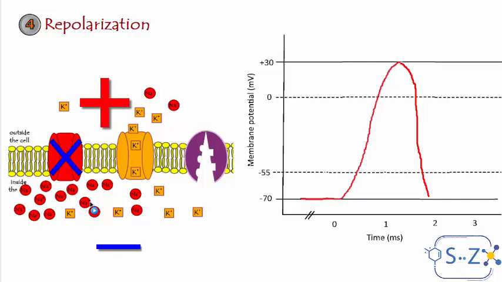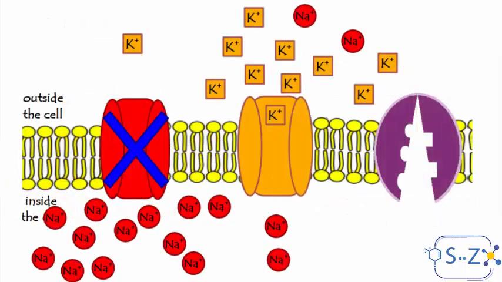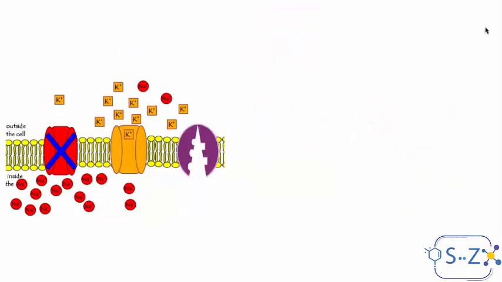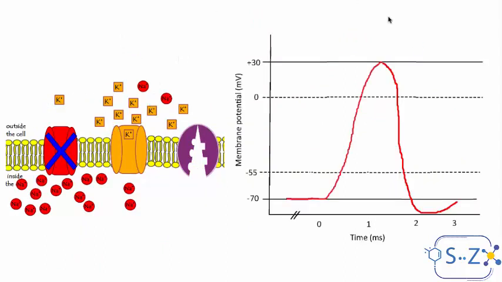Now these K+ gates remain open for a longer period of time, and more K+ exits the cell. They take a longer time, and more K+ goes out of the cell. That's why the potential difference decreases even more than minus 70 millivolts. It becomes more negative on the inside and more positive on the outside. This phase is called hyperpolarization.